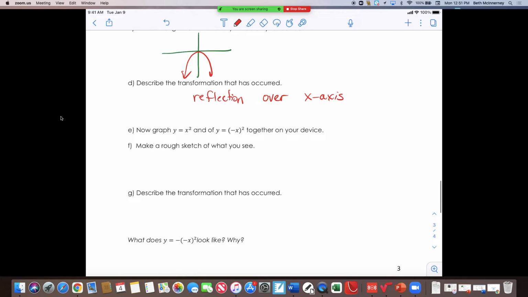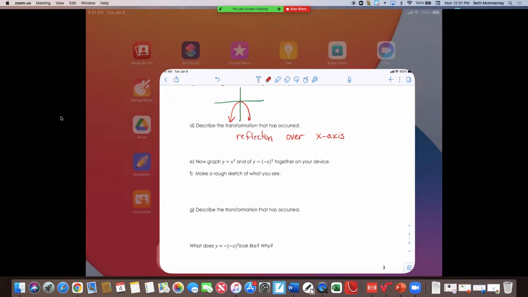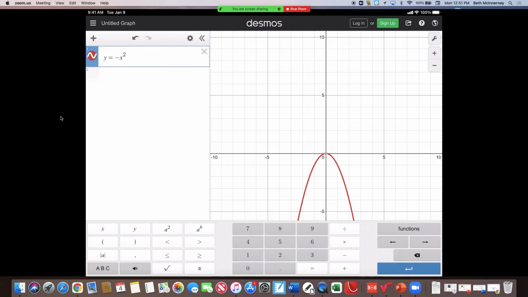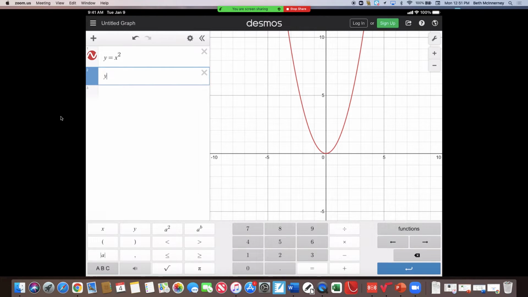Now, on your graphing calculators or your Desmos, graph x squared and in a parenthesis, it makes a difference, okay? Y equals negative x squared. So I'm going to go back to my Desmos here. I'm going to put the parent graph first. And then do y equals parenthesis negative x close parenthesis squared.